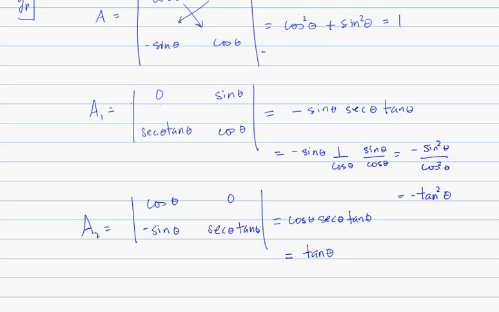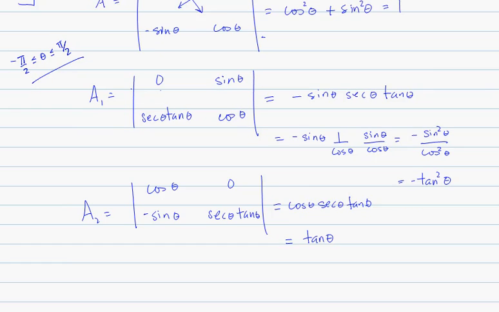Now there's one thing that I did not address just yet, but you see we have tangent theta, so we have cosine theta in the denominator, so we have to make sure that that's never 0. So we're speaking here for theta between minus pi over 2 and pi over 2, so that cosine is not 0, and then everything we're doing is defined.